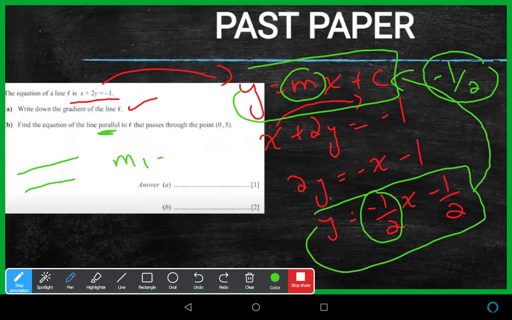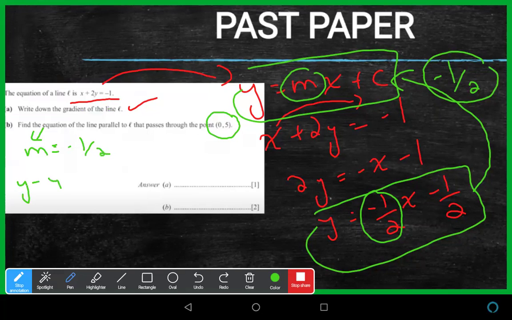That's a very important point in this question. So the slope of this equation will be minus 1 upon 2, because both lines are parallel, and it passes through 0 comma 5. So we just need to find the equation. We have a formula: y minus y1 is equal to m times x minus x1. I hope everything is clear. Now we just need to find the equation.